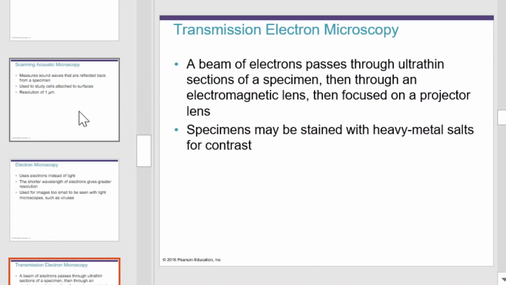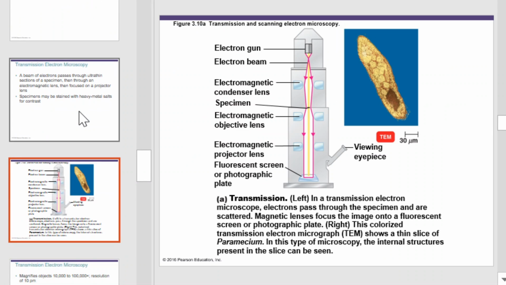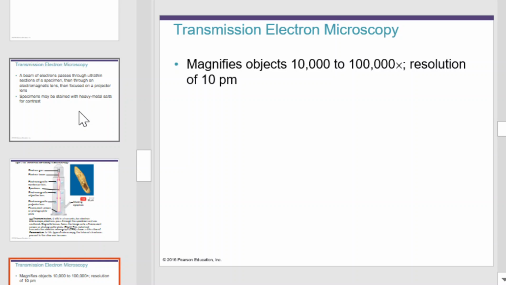The transmission electron microscope uses a beam of electrons that will pass through ultra-thin sections of a specimen, then through an electromagnetic lens. Then that image will be focused on a projector lens. Specimens may be stained with heavy metal salts for contrast. This is an illustration of a transmission electron microscope. Transmission electron microscopy can magnify objects 10 to 100,000 times and has a resolving power of 10 picometers.